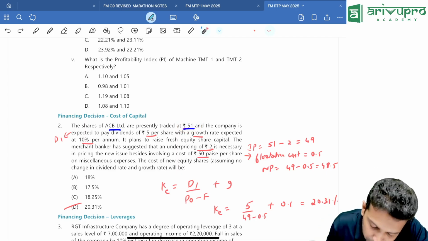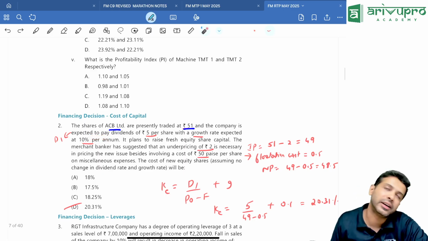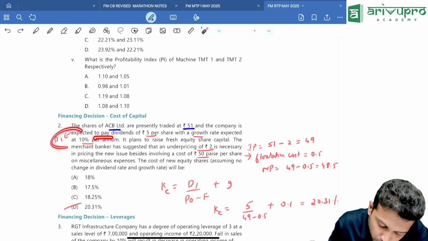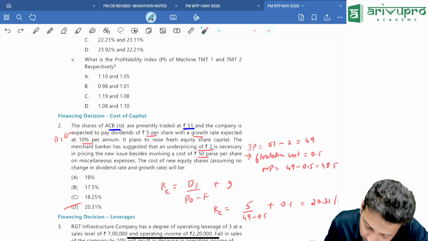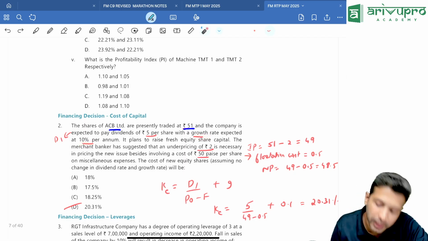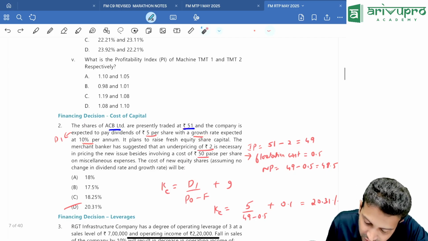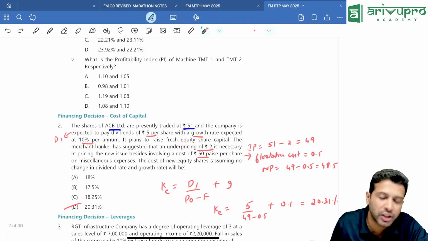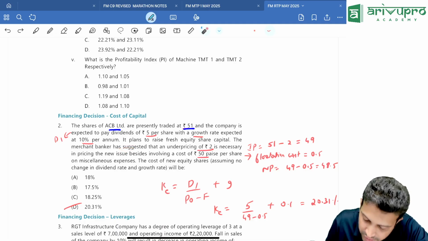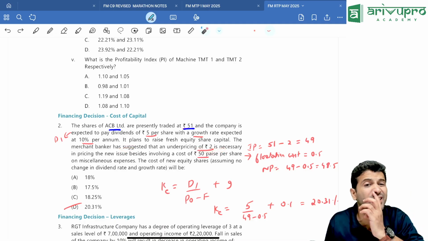P0. The company is expected to pay dividend. Dividend already paid, we call it D0. Expected to pay means this is D1. Okay, D1 is how much? 5. Growth rate they have given to be 10%. The company wants to raise new equity shares. They need some money maybe. The merchant banker has suggested that the underpricing of 2 rupees is necessary.